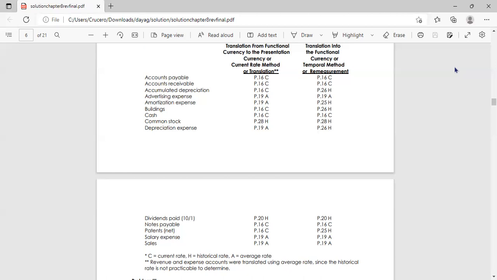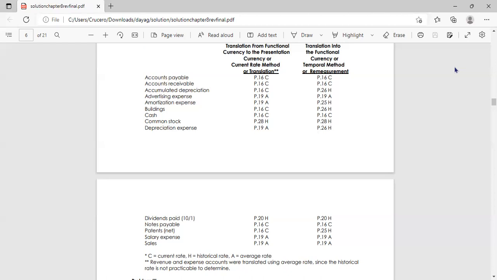The historical rate is 0.28. So for the common stock, 1 FCU is 0.28, and the applicable rate under methods 1 and 2 is still 0.28 for common stock. Next, for depreciation expense, we are using depreciation expense as stated.